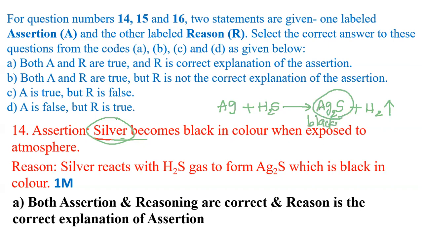Okay, black in color. Due to the reaction of silver with hydrogen sulfide, it looks black in color. Okay, that's why statement A, the assertion, is also correct, and B is the correct explanation for statement A. So what would be the answer? Answer A. Both assertion and reasoning are correct, and reason is the correct explanation of assertion.